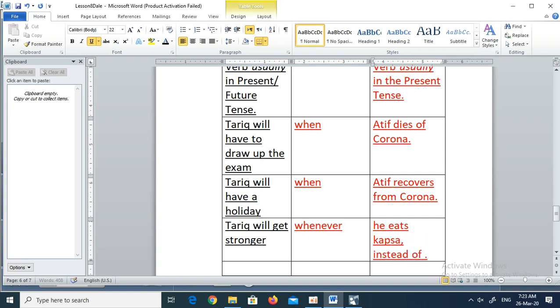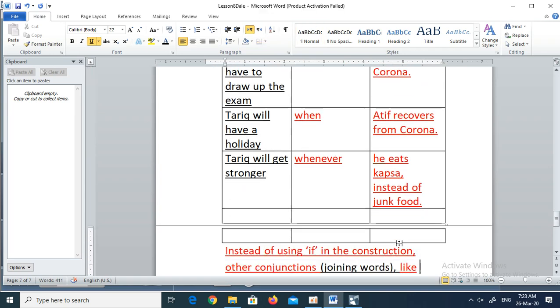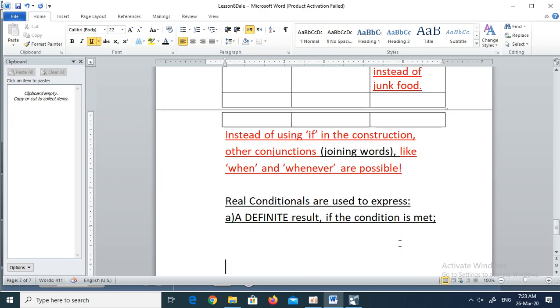We can change that conjunction and we can use different conjunctions. We can change the wording of the main or of the conditional clause. The construction is flexible. The conjunction we use most often is if, but it doesn't have to be. You can use other conjunctions.